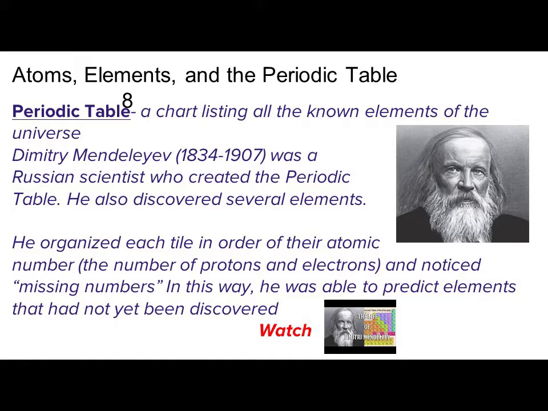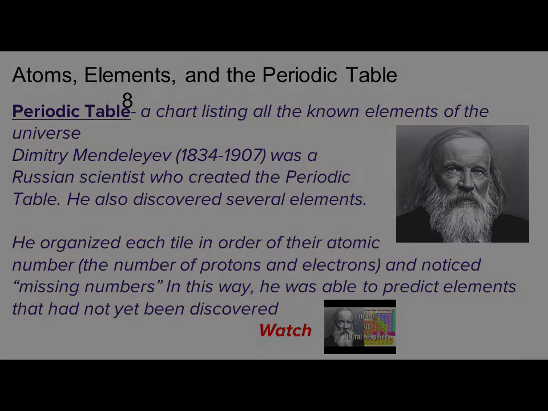Let's take a look at the periodic table, which is a chart listing all the known elements of the universe. Dmitri Mendeleev, who was born in 1834 and died in 1907, was a Russian scientist who created the periodic table. He also discovered several elements. He organized each tile in order of their atomic number. The atomic number, once again, is the number of protons and or electrons, and he noticed missing numbers. In this way, he was able to predict elements that had not yet been discovered. Let's watch and learn some more.